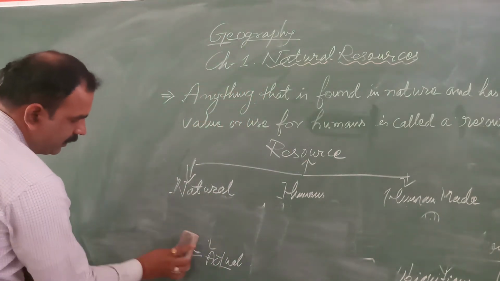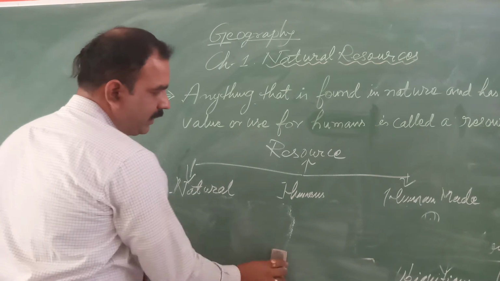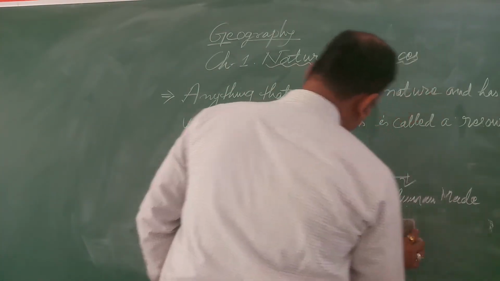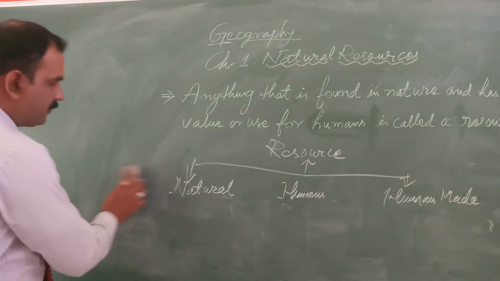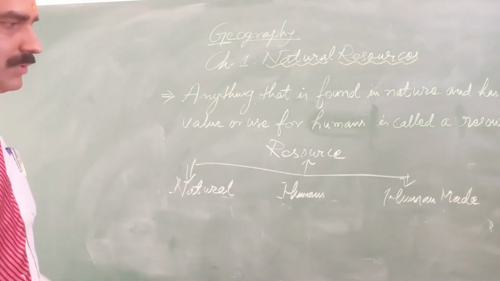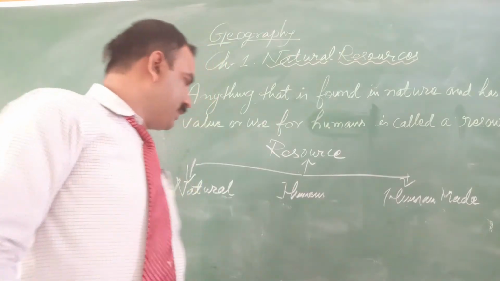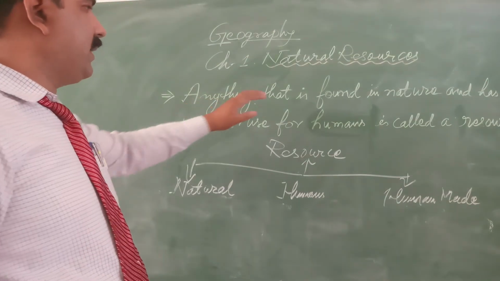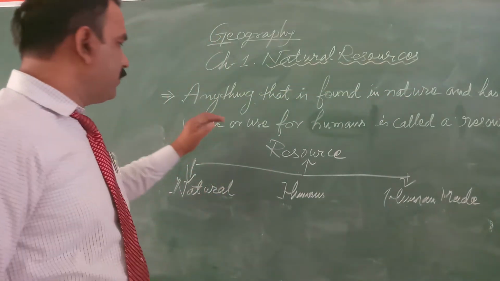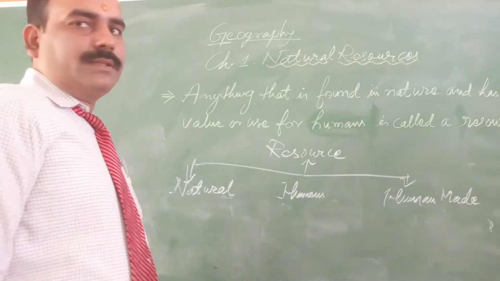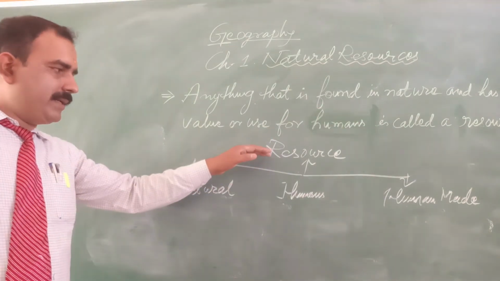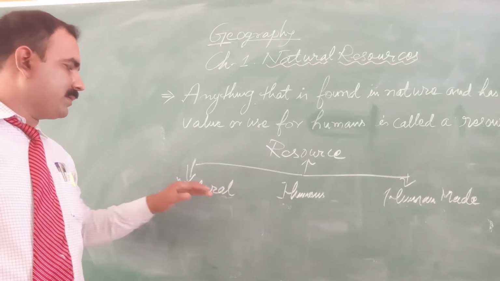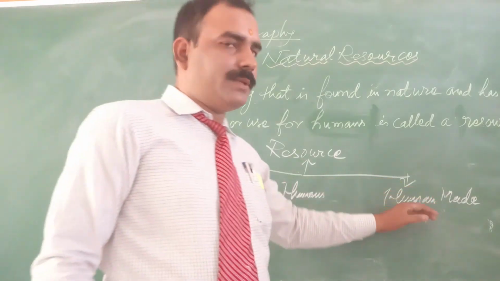Second one, as I have explained to you, resources are of three broad types: natural resources, human resources, and human-made resources. A resource is something found in nature that has some value or use for humans. It is divided into three broad heads or classes: natural resources, human resources, and human-made resources.